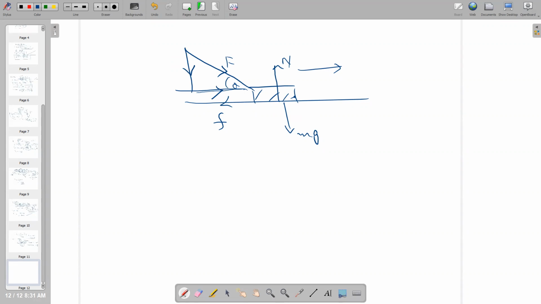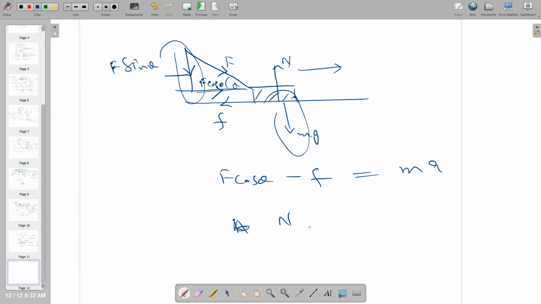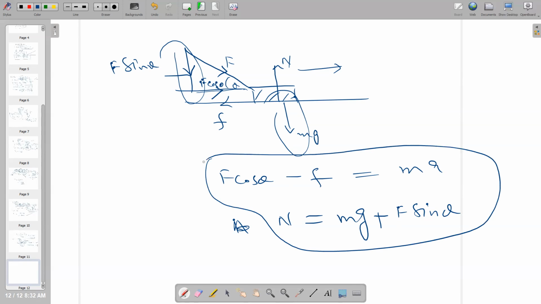Now write the equations. X-axis, this is F cos theta and this is F sin theta. So F cos theta in the right direction and left direction is minus F is equal to ma. One equation. The second equation, upward forces is equal to downward forces. So upward force is N. Sorry, N is upward force. This is downward, is equal to mg plus F sin theta. So your equation will become these two.